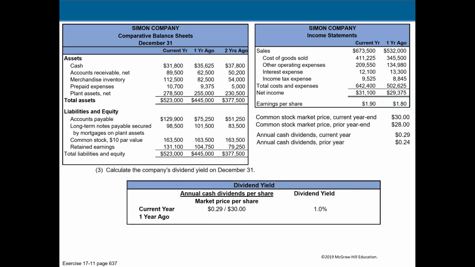And the dividend yield, you take the annual cash dividends per share of 29 cents and you divide it by the market price per share. And both years are basically the same. So that's a good thing.